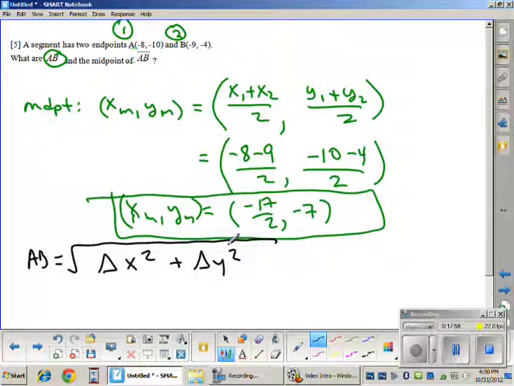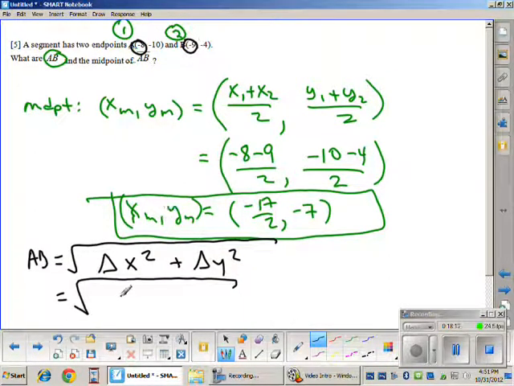If I'm at negative 8 and I'm traveling to negative 9, that's a total distance of one. I'm going to square that to find my distance, and that is a square, believe it or not. Check out our y's. Negative 10 to negative 4, that's a total distance of 6. So I'm not even going to worry about negatives. I just know it's distance, so it's always positive. So I'm looking at the square root of 1 plus 36, which is just going to be the square root of 37. And I don't need to simplify that.